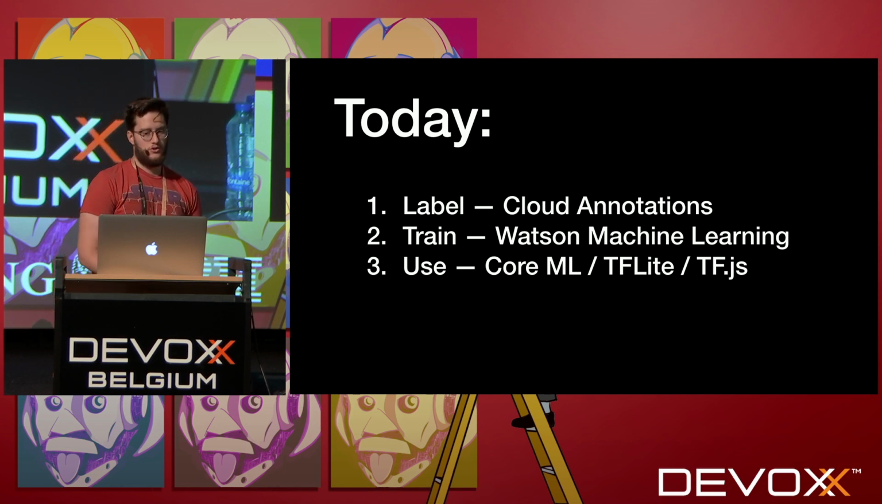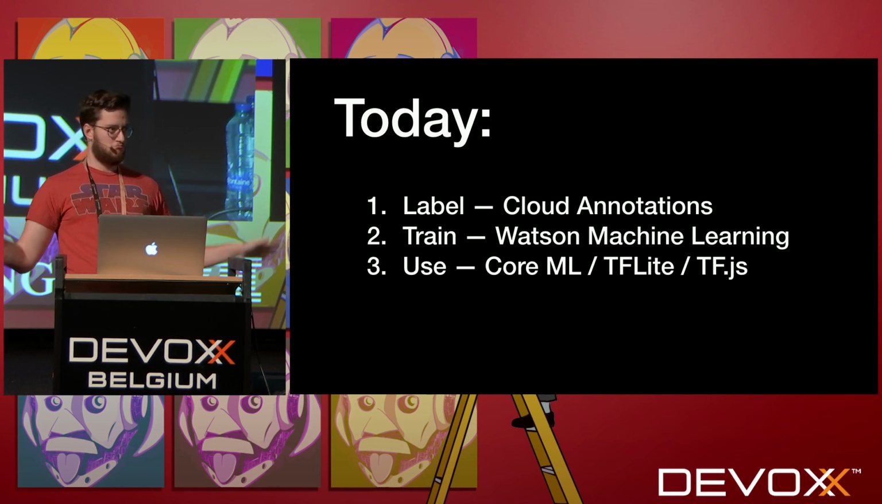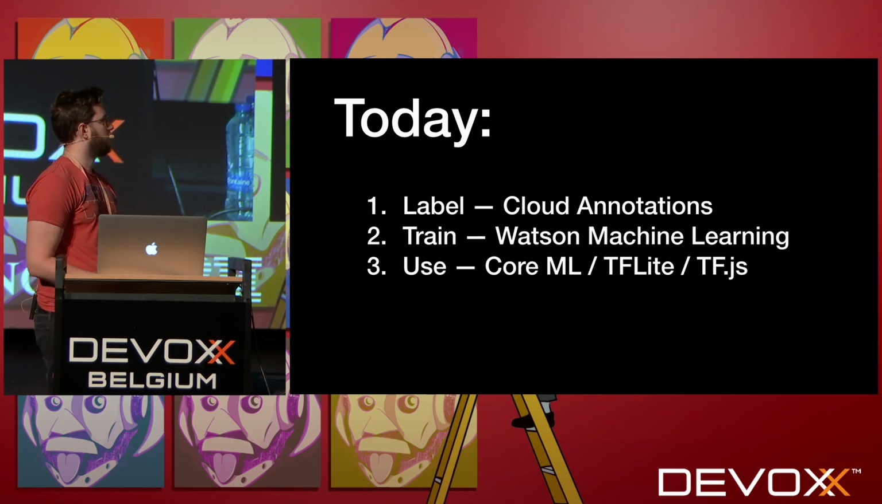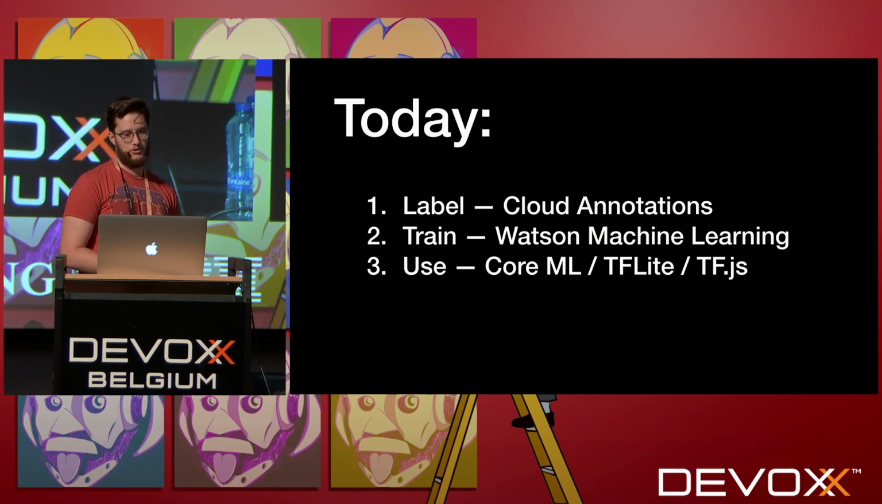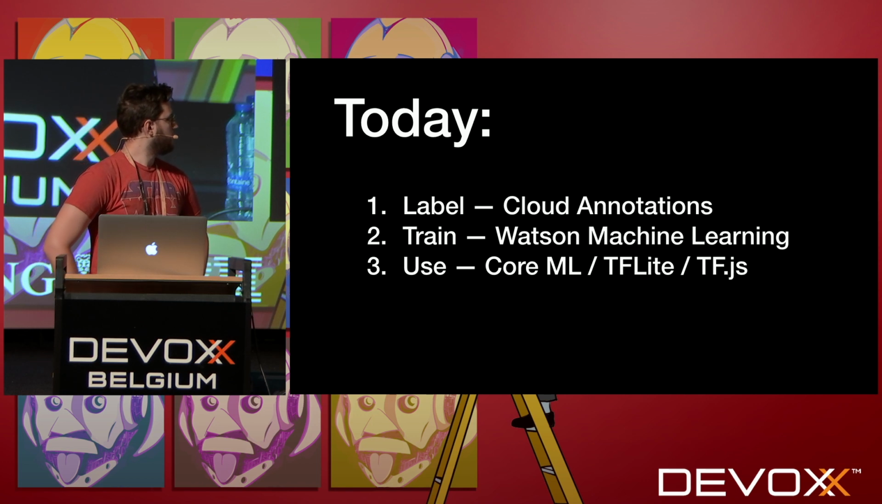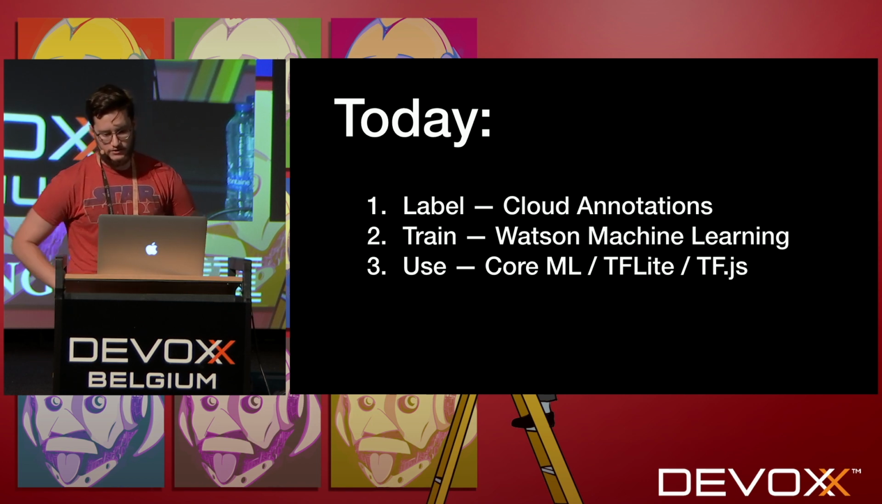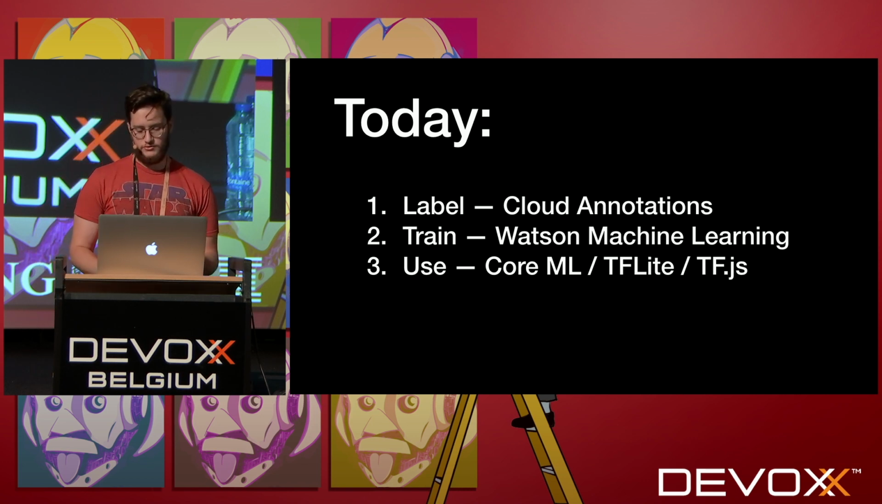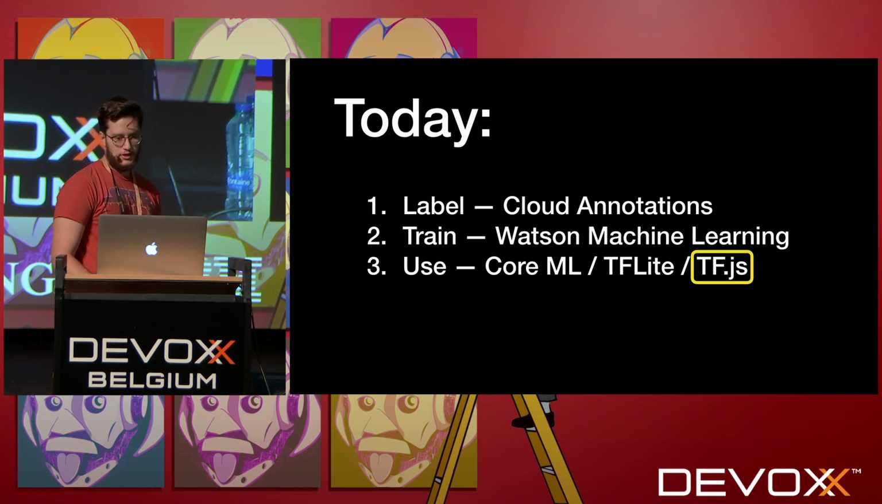CoreML is great for iOS apps or tvOS or your iPad, your Mac, anything Apple related. TF-Lite is great for just anything in general, almost. So Raspberry Pis, Android phones, iPhones, pretty much anything that can run Python or C or Java. And then TensorFlow.js is good for what we saw just earlier in the browser. And yeah, so now I'm going to go through how to actually use Cloud Annotations and train the model and then actually use it.